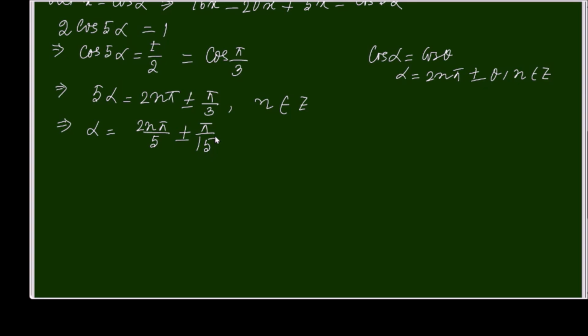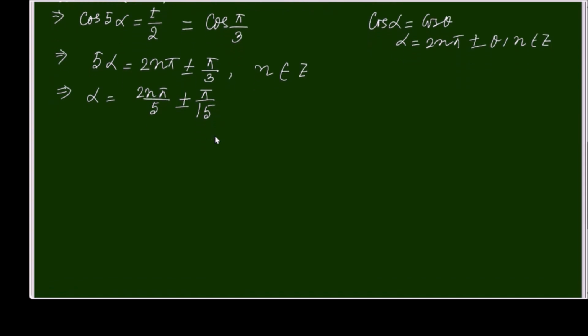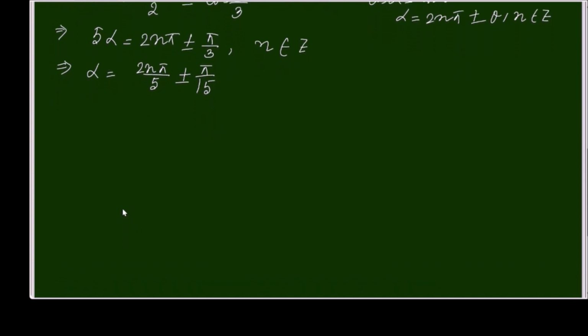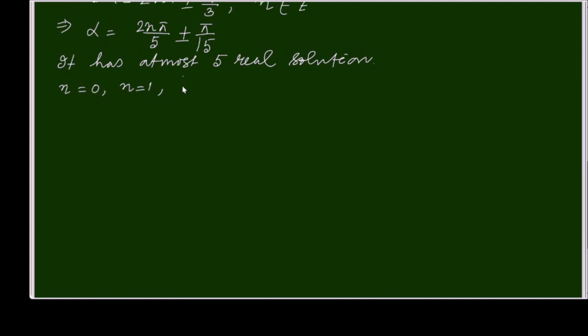It is an equation of degree 5, which means it has at most 5 real solutions. So to define the 5 alpha as well as alpha, n should be 0, n should be 1, and n should be 2. So let us go one by one.